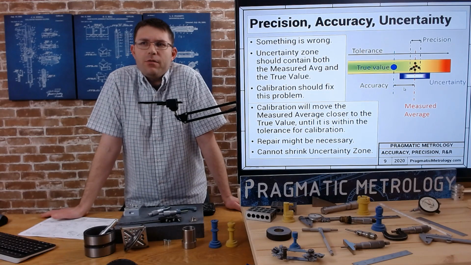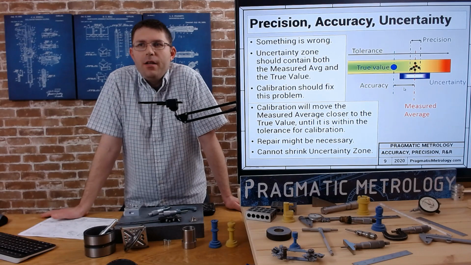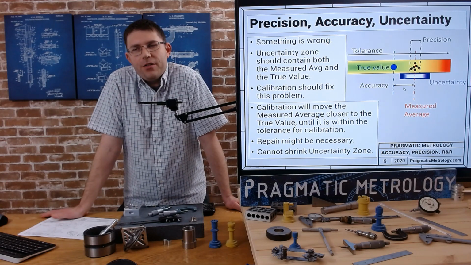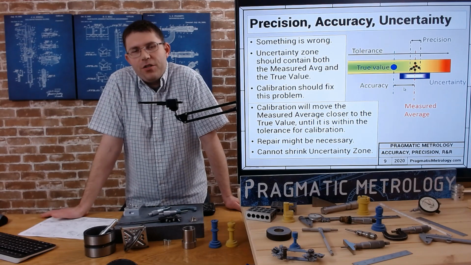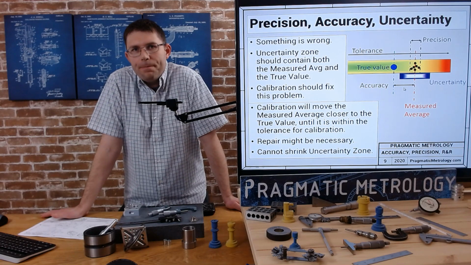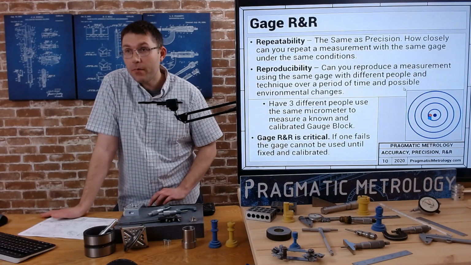So in this case, repair might be necessary, but repair is not going to shrink that uncertainty zone. It's just an inherent nature of the gauge.